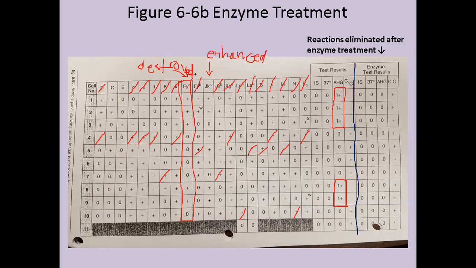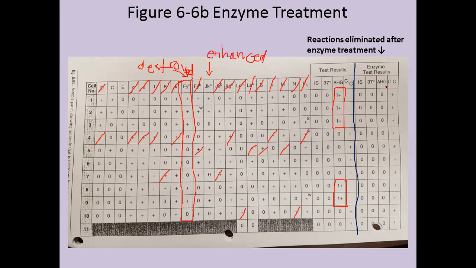Okay, so enhanced versus destroyed. So let's see what happens when they repeated the very same panel using the enzyme treated cells. Whoa. Okay, so cells 1, 2, and 3 initially reacted in the AHG phase. When we look over here at the enzyme treatment to the AHG, actually to everything, we see negative results all throughout. We lost our reactions.